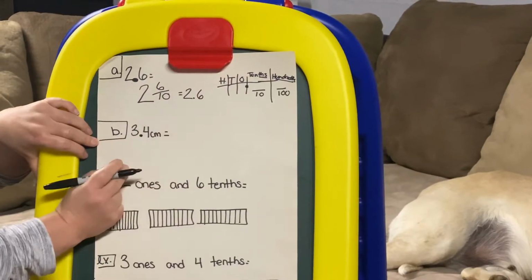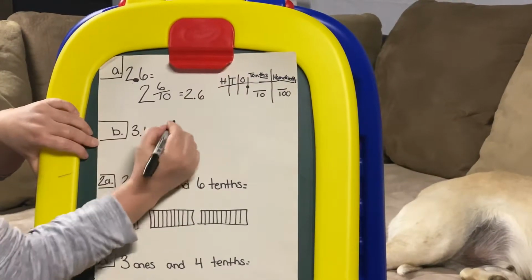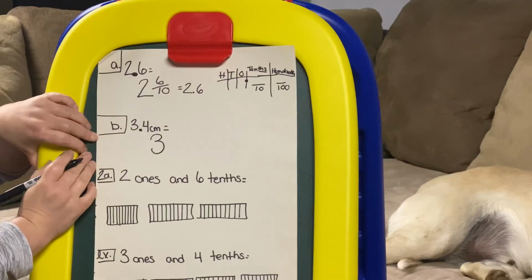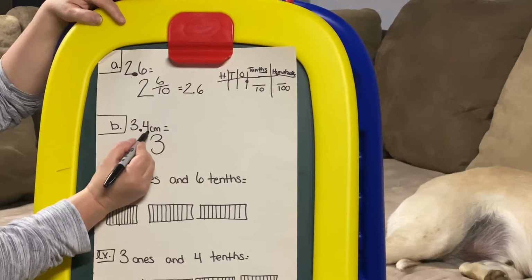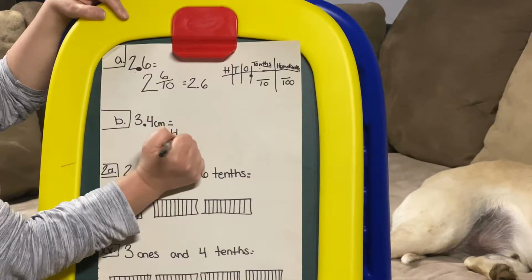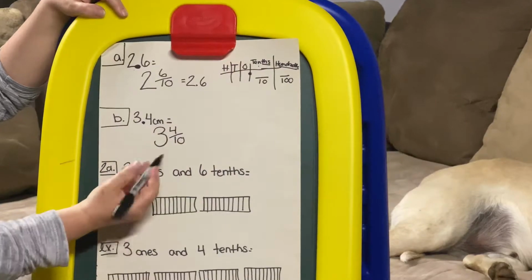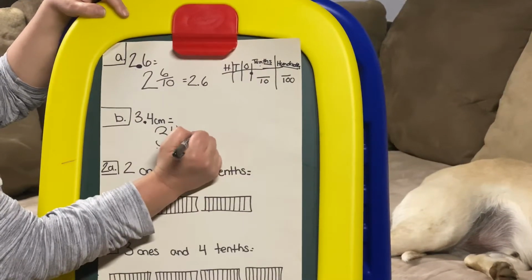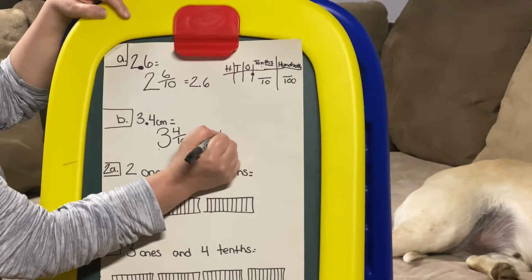If we're down here, and this is 1B in your module book, 3 and 4 centimeters, or 3.4 centimeters. We're going to write it as a mixed number. So again, I take my whole number, that is my 3, that goes first, and my 4 is in the tenths position, so I do 4 over 10. So if I have 3 and 4 tenths, it would equal 3.4.